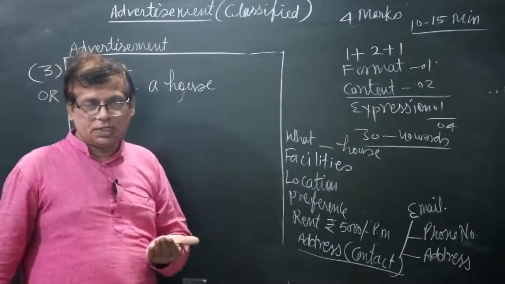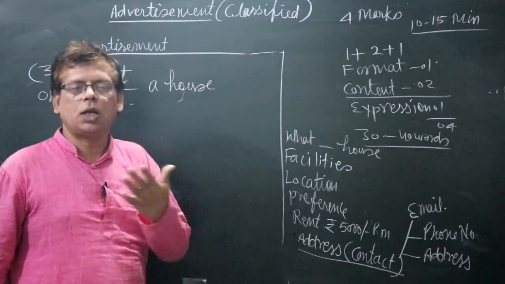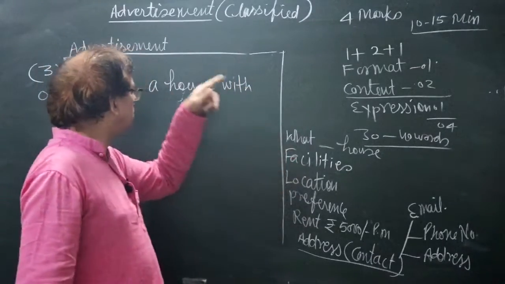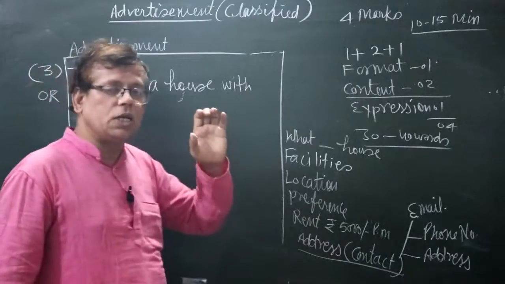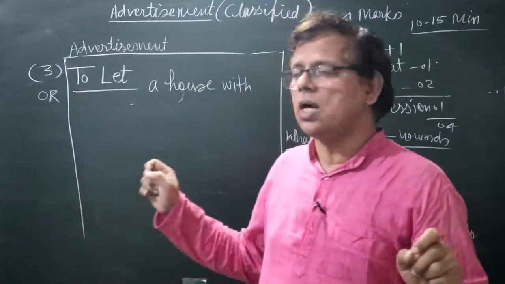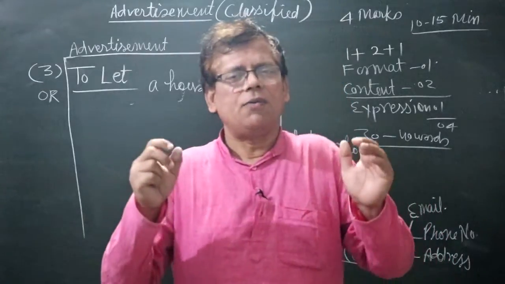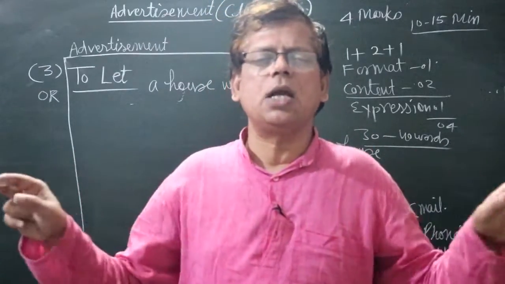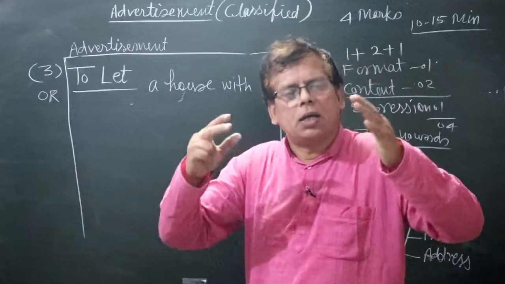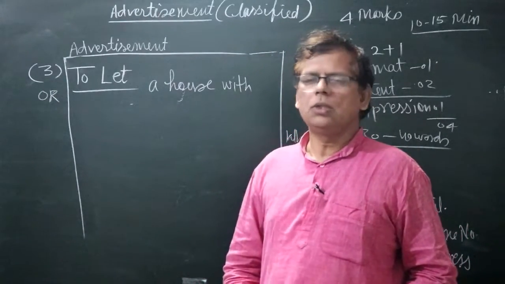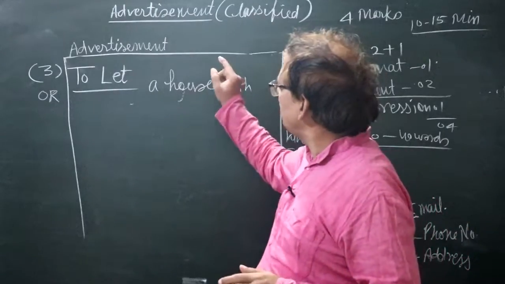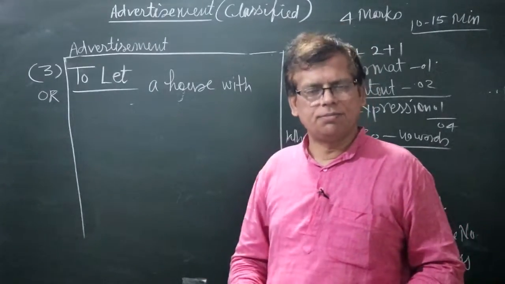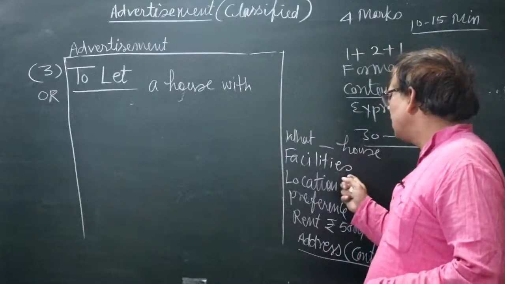Now with what facility? With or having, both are applicable. With what facilities does this house have? Don't use sentences. Sentences are not allowed to be used in the advertisement. If you write, I have a house, it has 3 rooms, it has 1 ventilation, it has this thing, that thing, it is not an advertisement, it is a paragraph on a house. So sentences are not allowed in the advertisement. Use commas, use phrases, use words.